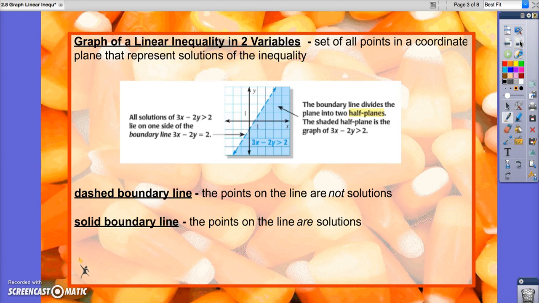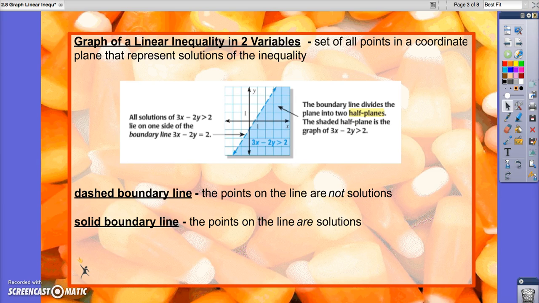So, let's talk about what the graph of a linear inequality in two variables looks like. Here's a picture right here. It says set of all points in a coordinate plane that can represent solutions of the inequality. Up until this point, you had a line. Here's our line. It'd be a solid line, and that's it. The only points that worked were the points on the line. Now you could have a solid line, you could have a dashed line. This is dashed in the picture here. You could also have a region that is shaded. So now we're adding more to it.